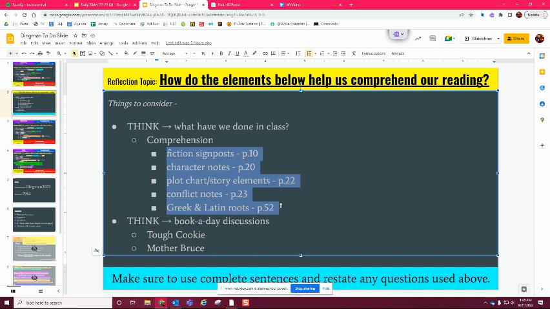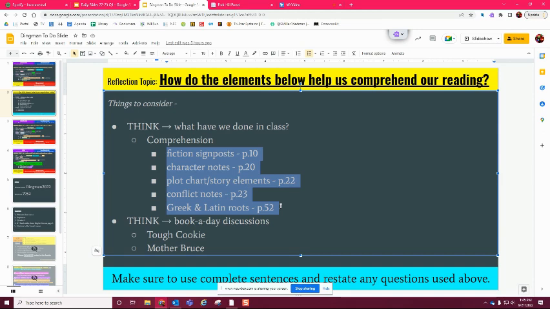A lot of times with fiction signposts, they just make you stop and think about what you're reading. So that's something you could write down: they make me stop and think about what I'm reading. You can even do a specific one if you remember one of them, like aha moment or memory moment. It makes us stop and think about why that is so important to the story. Okay? Because reading is not just reading, reading is thinking.